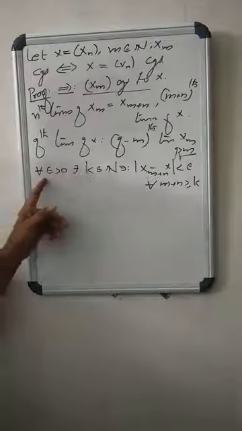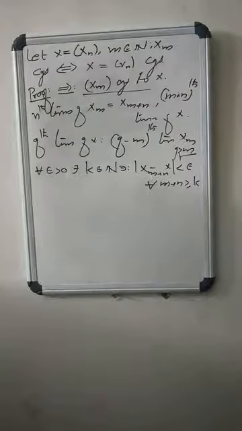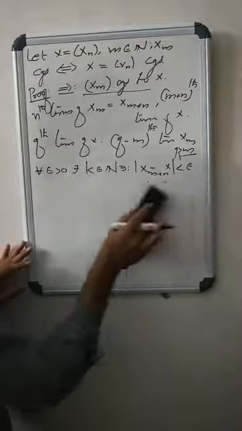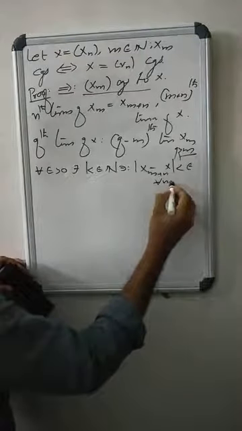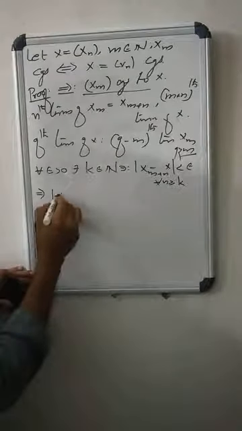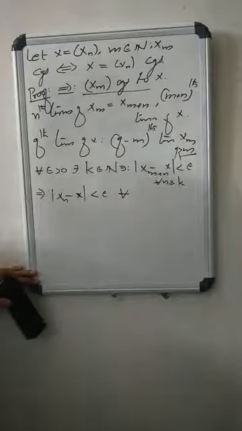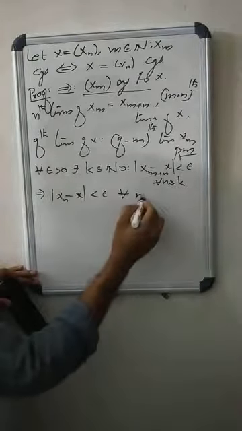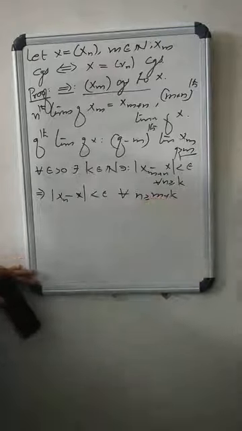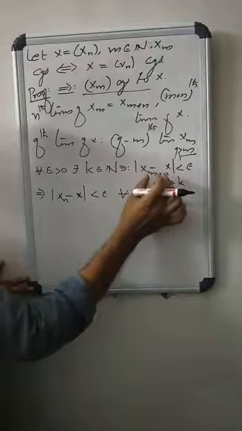That means for all epsilon positive, there exists a natural number k such that modulus of x_{m+n} minus x is strictly less than epsilon for all n greater than or equals k. That means modulus of x_n minus x is strictly less than epsilon for all n greater than or equals m plus k. This is by the definition of the convergence of the m-tail of the sequence.